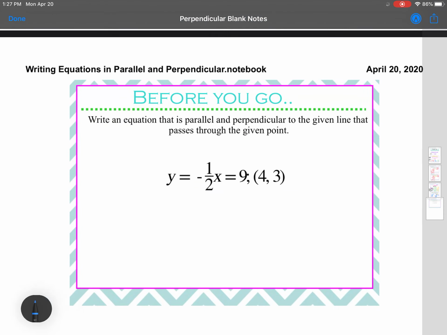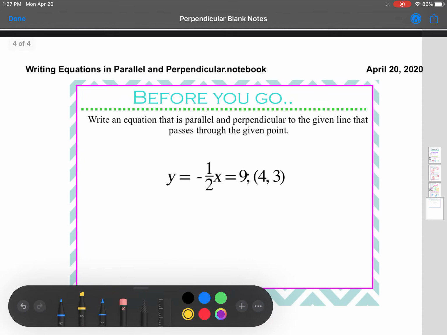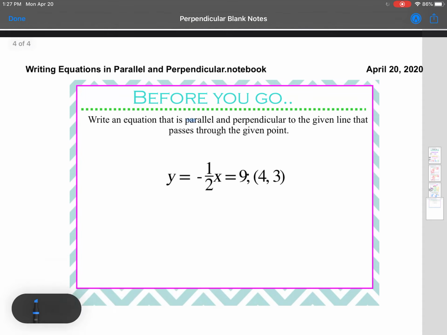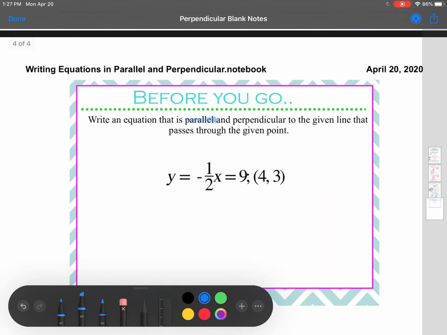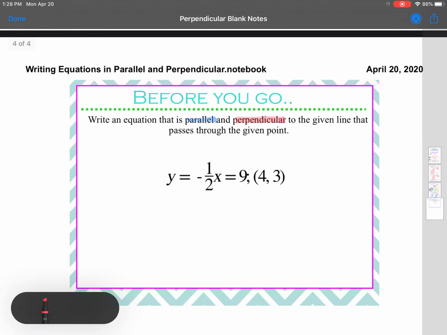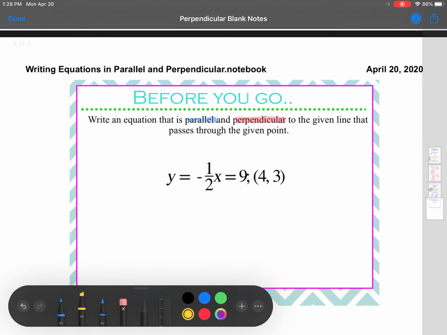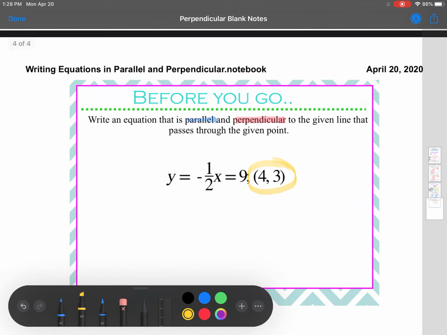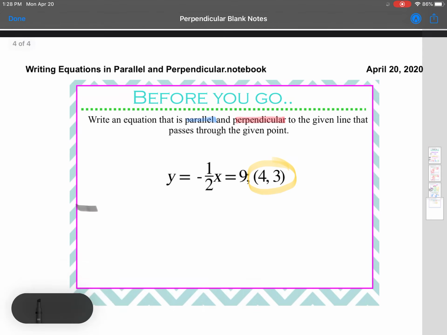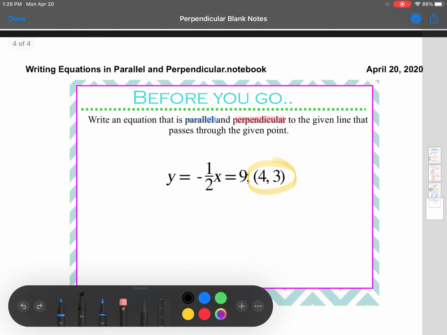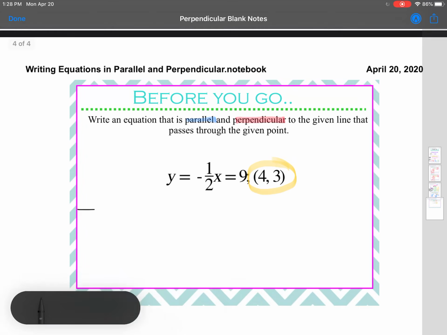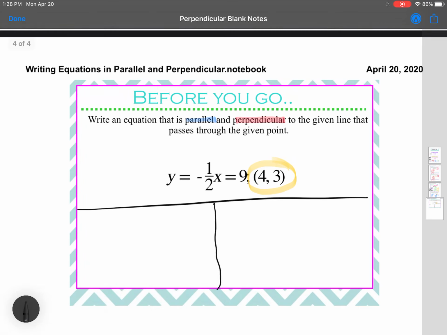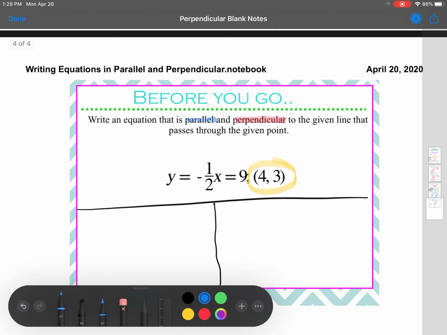Okay, last part. We're writing 2 equations. One that is parallel, and one that is perpendicular to the given line through this point, no matter what type I'm using. So, I'm going to start with parallel.